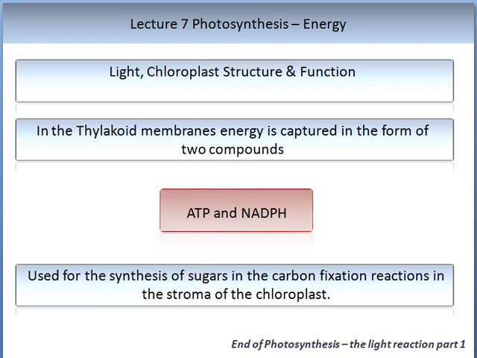So let us review what we have learnt in part 1 of this lecture. We have learnt that light interacts with chloroplasts and that the structure is related to the function of the chloroplast. An organelle in the chloroplast called the thylakoid membrane captures the energy and converts it into two chemical forms. These are known as ATP and NADPH. These forms are used in the synthesis of sugar in the carbon fixation reactions in the stroma of the chloroplast, and we will learn about the fixation of these sugars in more detail in Lecture 8. That brings us to the end of photosynthesis, the light reaction, part 1.